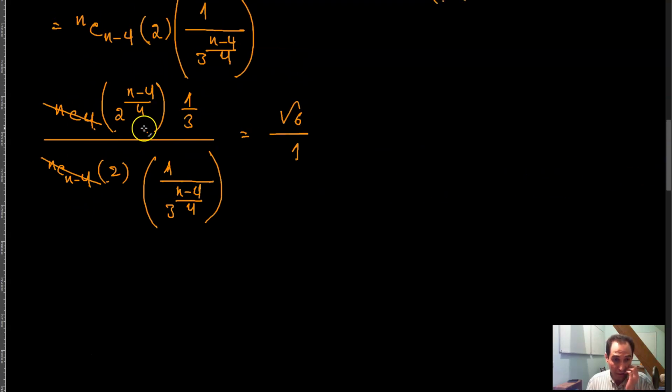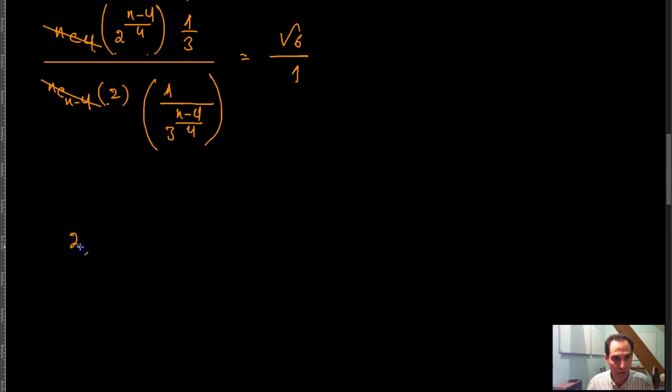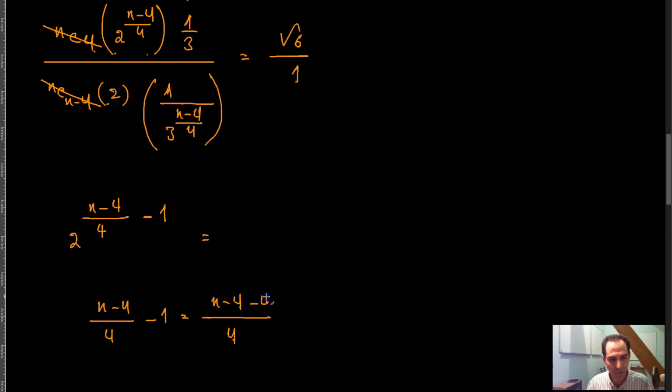And so you can write this as 2 raised to the power (n minus 4)/4, divided by 2, which is 2 raised to the power (n minus 4)/4 minus 1. Now (n minus 4)/4 minus 1 is the same thing as (n minus 4 minus 4)/4, which is (n minus 8)/4, so that's 2 raised to the power (n minus 8)/4.